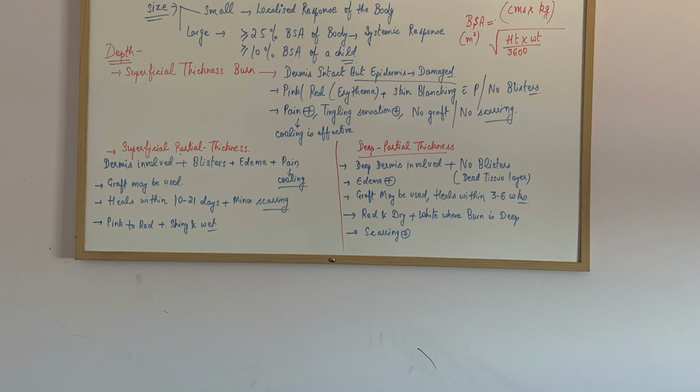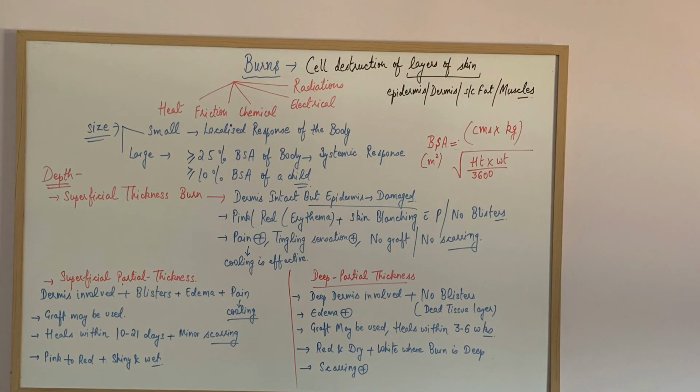Okay, according to how many layers or which layers are involved in the burns. Firstly, we are going to discuss superficial burns, which only involve the epidermis. So that is a superficial thickness burn, which involves only the epidermis, so no dermis is damaged. And the area involved in the burn, that is pink or red, is also called erythema.